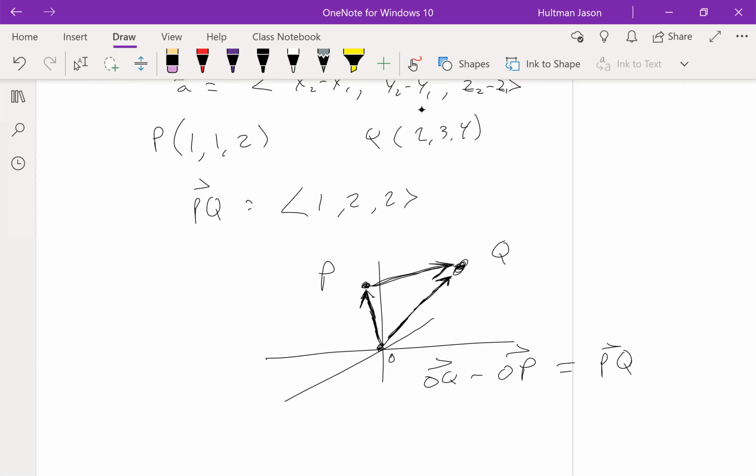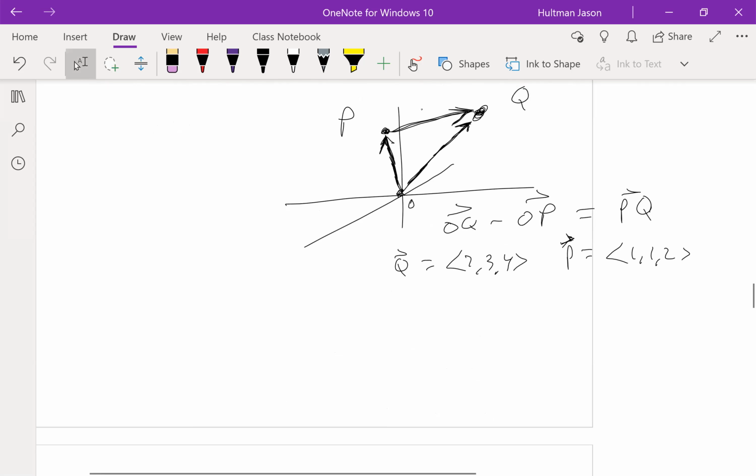What is vector Q? Well, vector Q starts at the origin, so where is it going to end up? It's just going to end up at 2, 3, 4. And then what's vector P? Well, that's the origin, so I'm just going to subtract zeros from that, and it's going to end up at 1, 1, 2. And so what happens when I subtract those two vectors? That gives me vector PQ. When I do Q minus P, that gives me vector PQ.